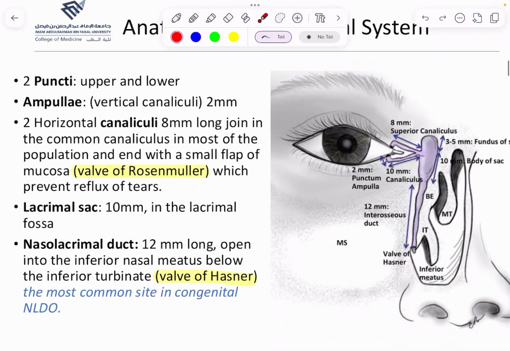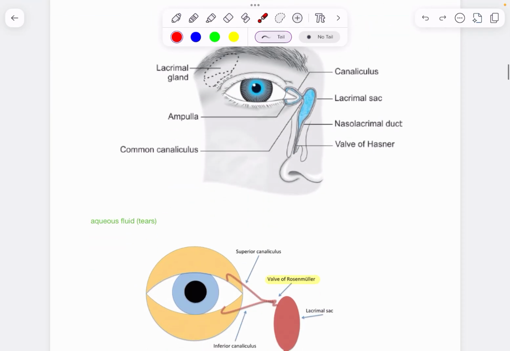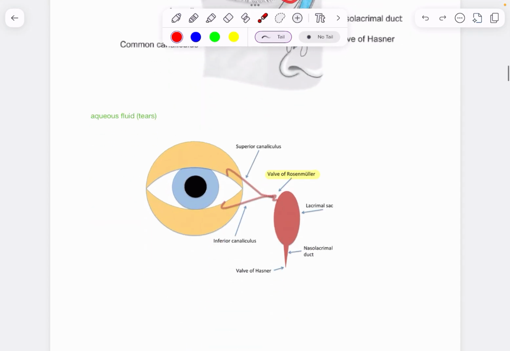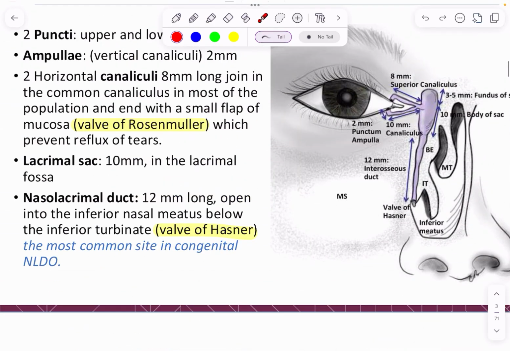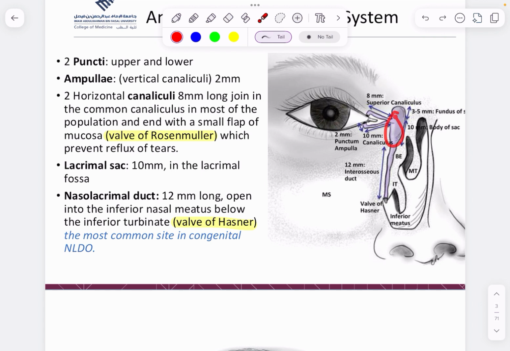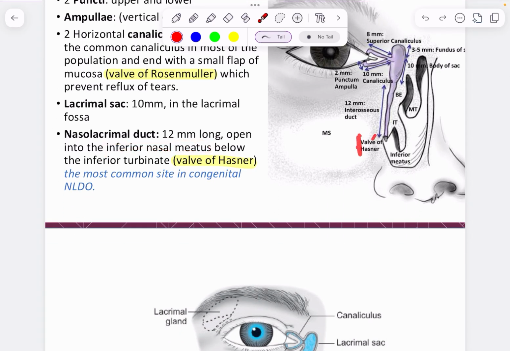نجي للlacrimal system. يمكن هذه الصورة أوضح. First, we start with the puncti, which are like two openings, and then they lead to two of the ampullas. وبعدين, at the end, we have the two canaliculi, which are these horizontal structures كده طالعة. وبعدين we have a valve called the valve of Rosenmiller. طيب بعدها يصير عندنا lacrimal sac. وبعدها a nasolacrimal duct, which as we know is going to open into the inferior nasal meatus. It's going to end with the valve of Hasner.